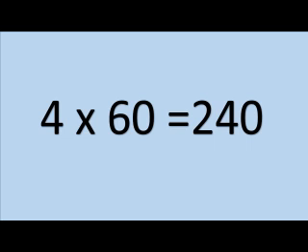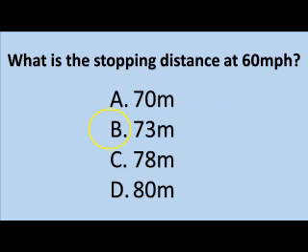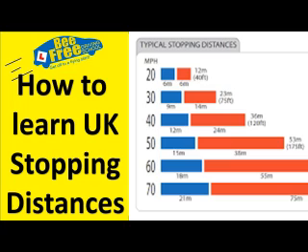But what we're going to do now, and you will need a calculator to do this, is divide it by 3.3, which equals 72.72, and we round that up to 73. So the correct answer is B, 73. I'm hoping that that makes sense and you can do that for all of the stopping distances to get it into meters.